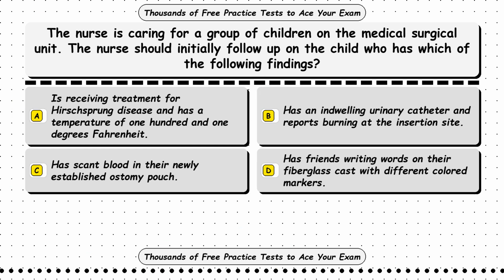Question 24. The nurse is caring for a group of children on the medical surgical unit. The nurse should initially follow up on the child who has which of the following findings? Option A: is receiving treatment for Hirschsprung disease and has a temperature of 101 degrees Fahrenheit. Option B: has an indwelling urinary catheter and reports burning at the insertion site. Option C: has scant blood in their newly established ostomy pouch. Option D: has friends writing words on their fiberglass cast with different colored markers.